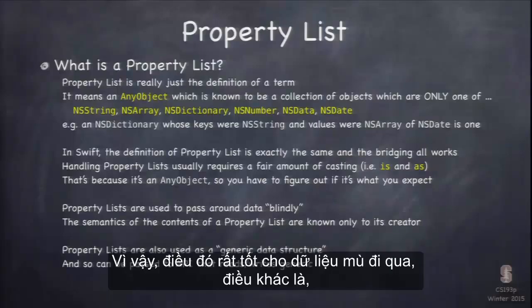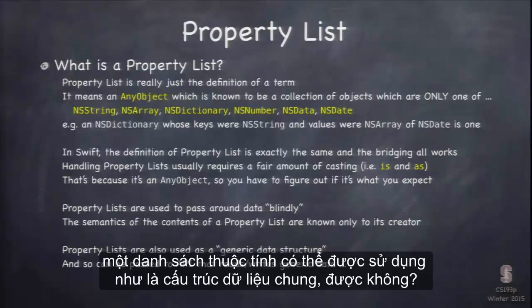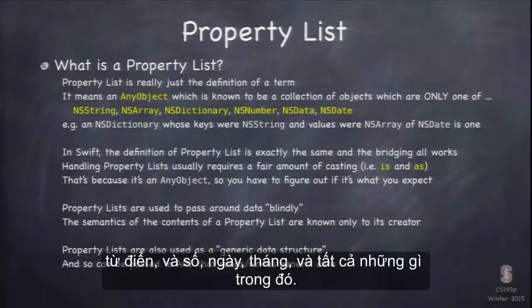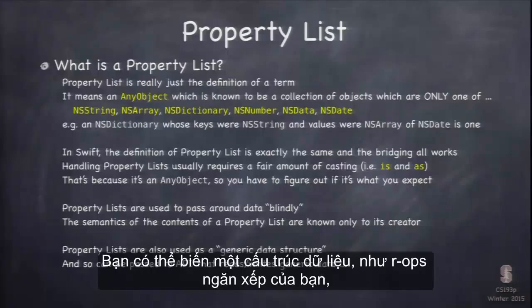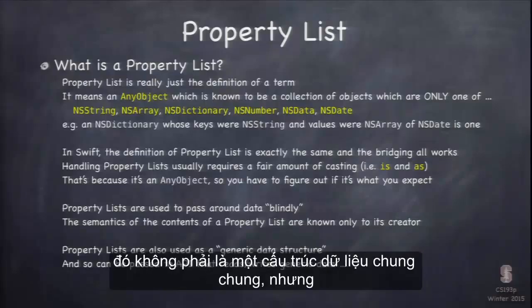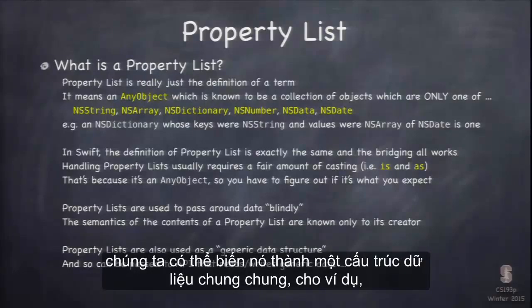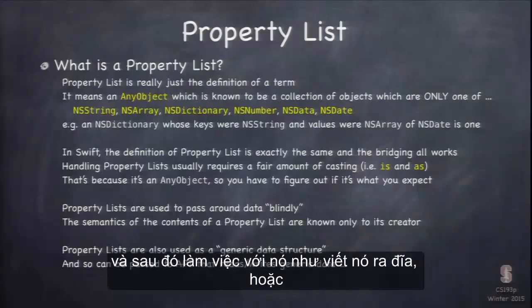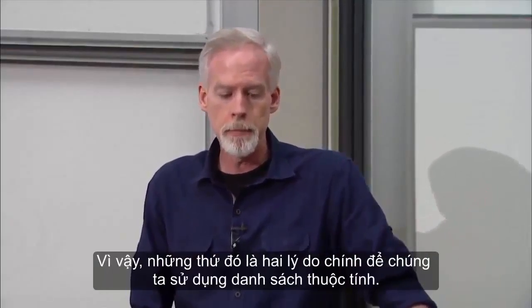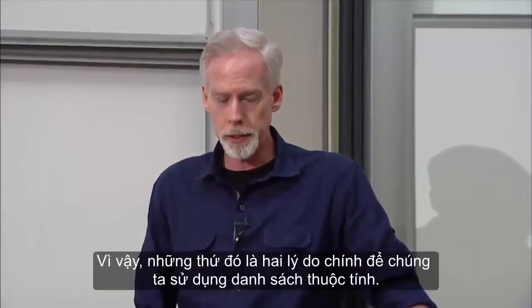The other thing is, a property list can be used as generic data structures. Since it's got arrays and dictionaries and numbers and dates and all that in there, you can turn a data structure like our op stack in the calculator brain, which has Op enums in there, into a generic data structure, for example. That's not a generic data structure now, but we could turn it into one, and then do things with it like write it out to disk or send it over the network. So those are the 2 main reasons we use property list.